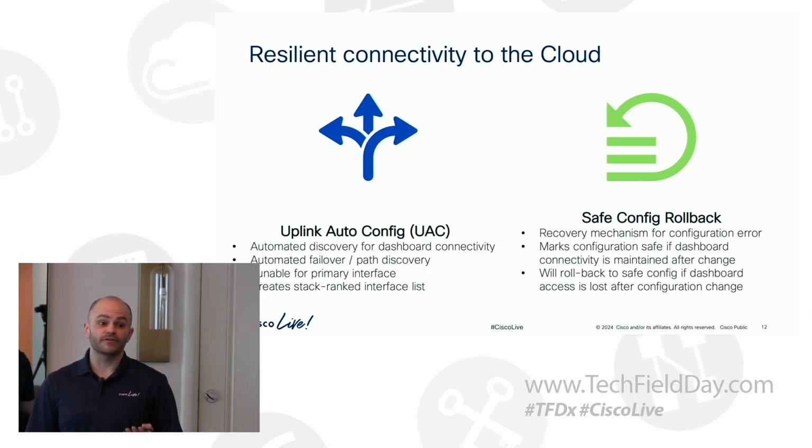So the uplink auto config process will still do the same concepts as a Meraki switch. It'll hunt for an address. It'll listen and see where there's actually activity on the network, and then try to get an IP address and connect out to the internet.